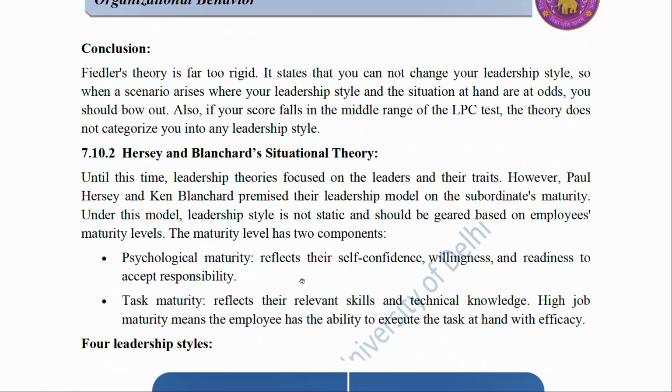Conclusion: Fiedler's theory is far too rigid. It states that you cannot change your leadership style. So when a scenario arises where your leadership style and the situation at hand are at odds, you should bow out. Also, if your score falls in the middle range of the LPC test, the theory does not categorize you into any leadership style.